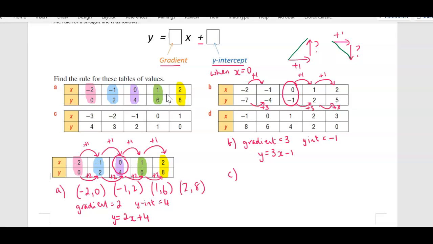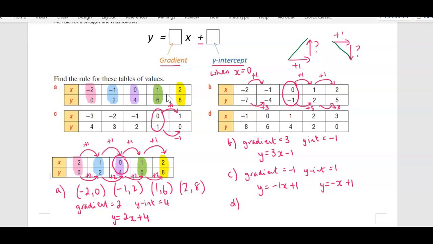Question C. All right, let's have a look at the last two. So going up from 0 to 1, again, we're just adding 1, which is what we want. And then going from 1 to 0, we're actually subtracting 1. So the gradient is -1. And then our y-intercept, find where x equals 0 and circle the corresponding y value. So the y-intercept for that one is 1. So our rule is y equals -1x plus 1. Now we don't tend to write the -1x, so you can just rewrite that as -x plus 1.